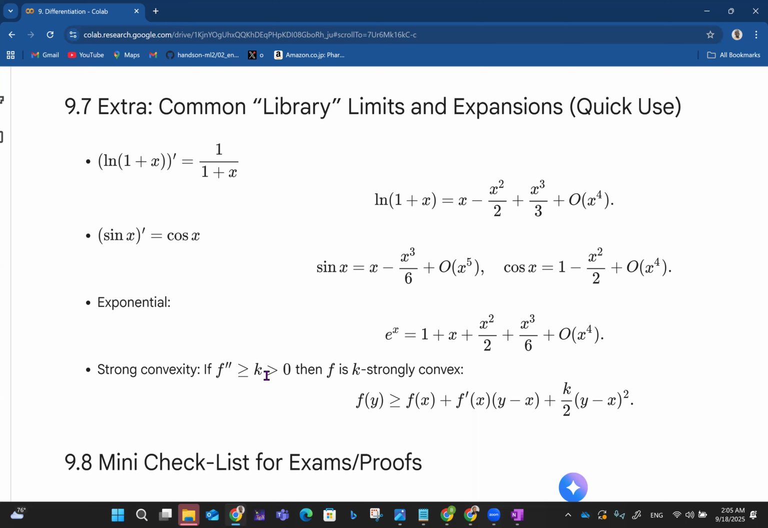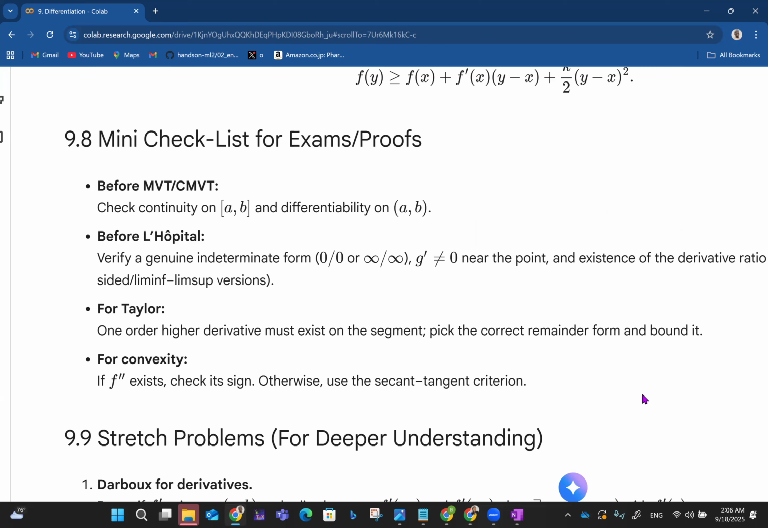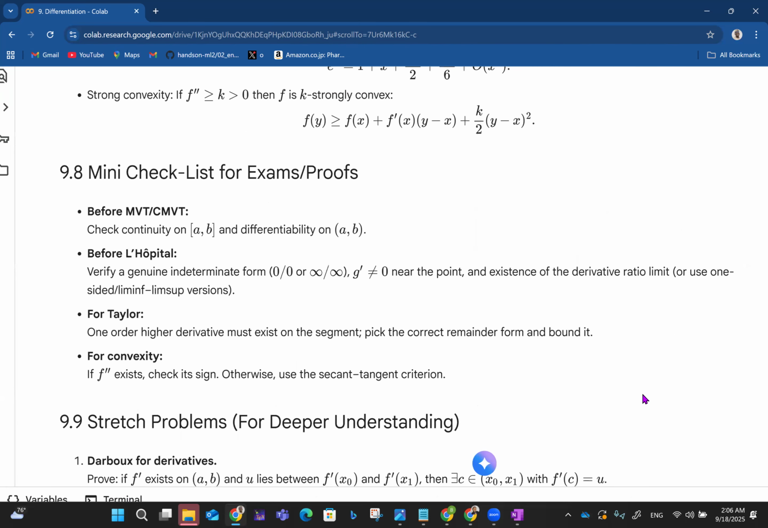If f double prime is greater than or equal to k, which is greater than 0, then f is k-strongly convex. So you have f of y is greater than or equal to f of x plus f prime of x times y minus x plus k over 2 times y minus x all squared. Then you have a mini checklist for exams and proofs if you are in an exam condition.